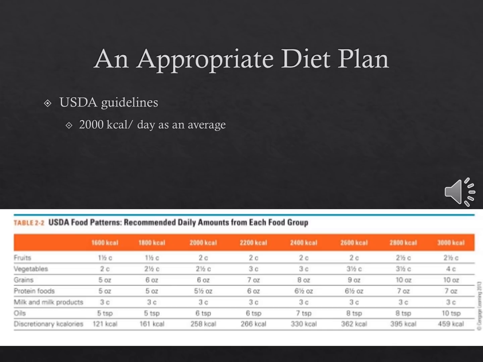The average recommended daily kilocalorie intake is about 2,000 kilocalories per day on average. Now, it varies according to a number of reasons, but for a quiz situation, 2,000 kilocalories is the number you'll need to know. You can see in the chart on the bottom of this slide that for a 2,000 kilocalorie diet, a person would need to ingest 2 cups of fruit, 2.5 cups of vegetables, 6 ounces of grain, 5.5 ounces of protein, 3 cups of dairy, small amounts of oils, etc.